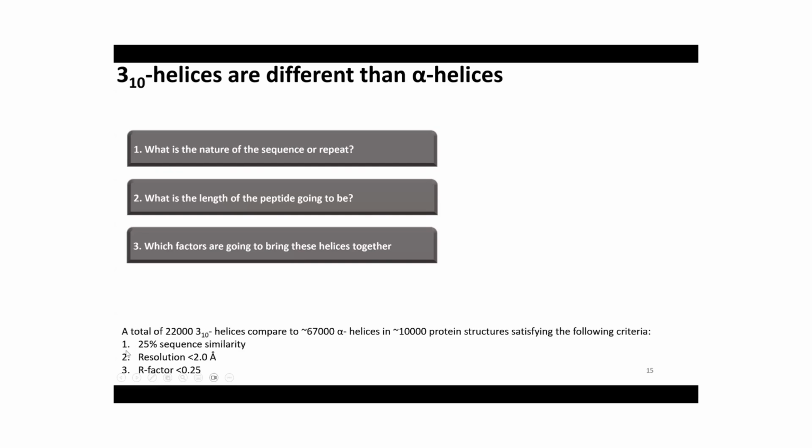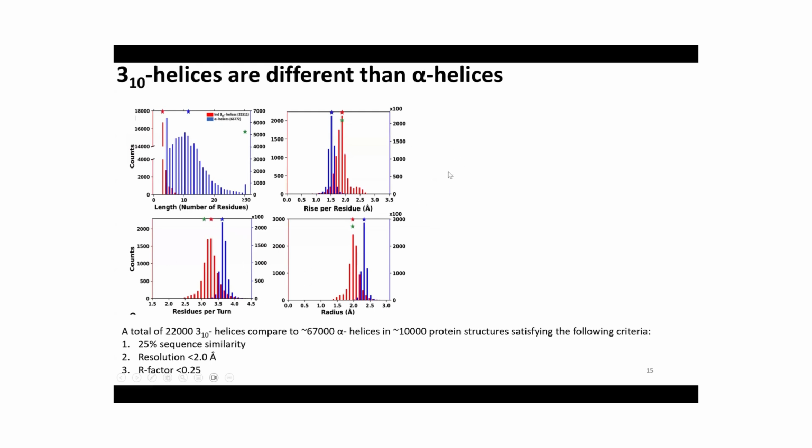So I'll come to what the actual number is, but the idea here was at least to prove that geometrically they are different from the alpha helix. There is a difference. These are two distinct entities. What we did, we just plotted their length variation, their rise per residue, radius and residues per turn.